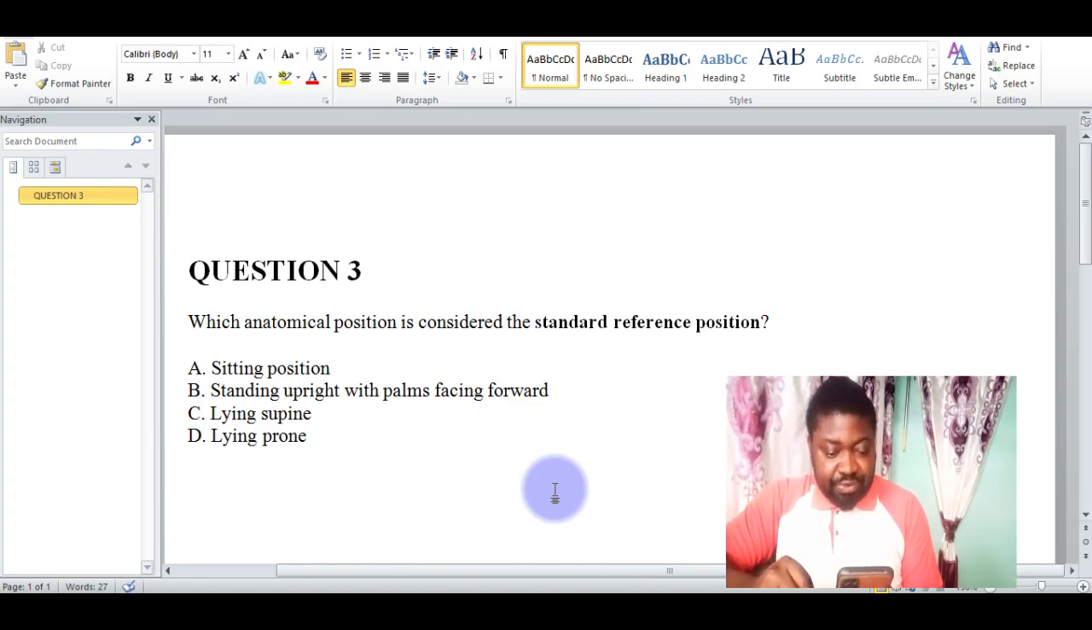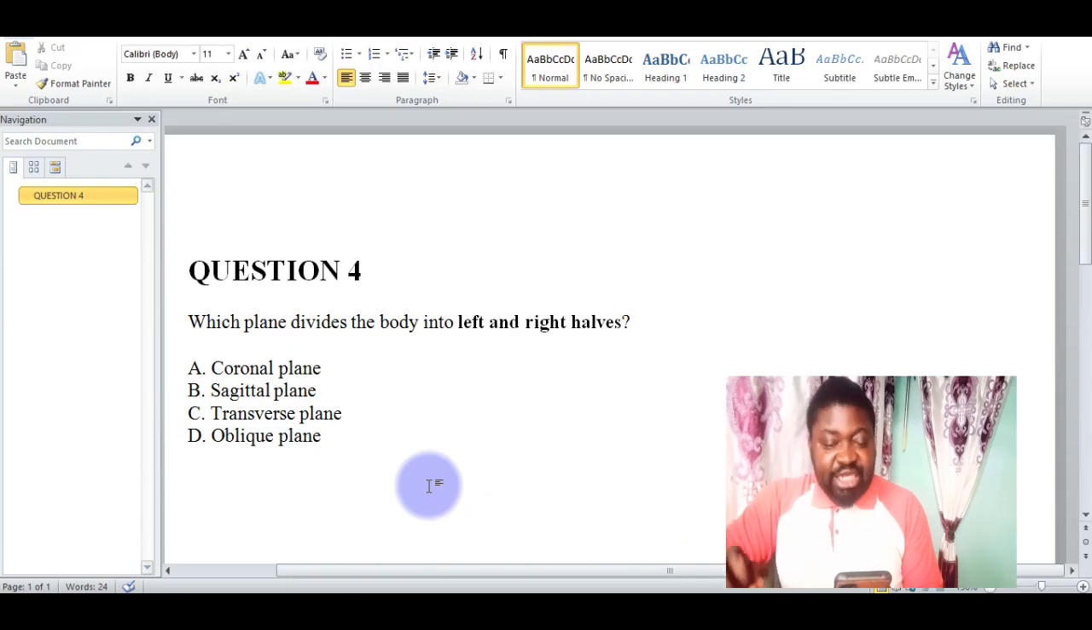Next question. Which plane divides the body into the left and the right halves? A, the coronal plane, B, the sagittal plane, C, the transverse plane, and D, the oblique plane. The correct answer here is B, the sagittal plane. It is the plane that divides the body, as you stand, into left and right. It is called the sagittal plane.